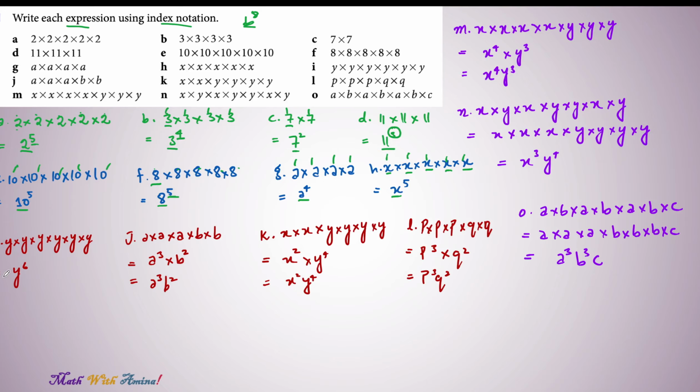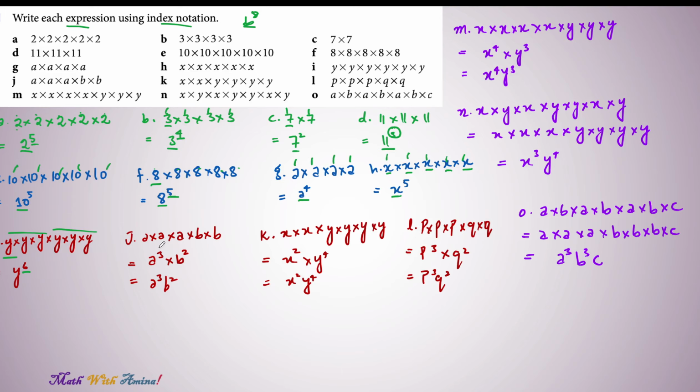Then we have y multiplied by y multiplied by y multiplied by y multiplied by y multiplied by y. So in here the base is y and the power in here, 3 plus 3 is equal to 6. So we have the index of 6.